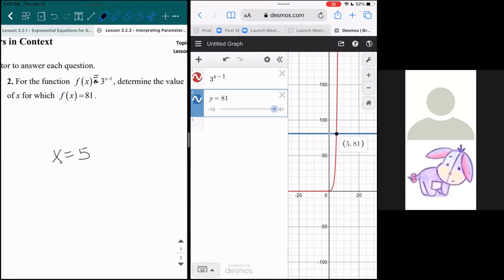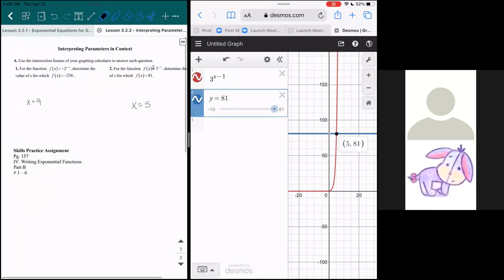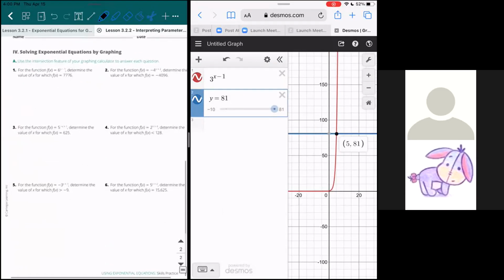If you have any questions, please let me know. Other than that, you guys are supposed to do 6 problems on your own, and they're over here. So you just need to graph it on your own and write the x value.